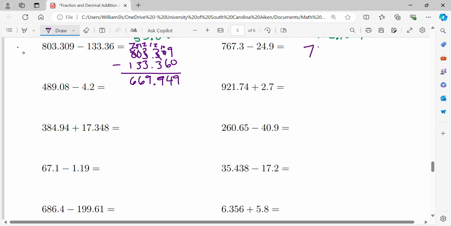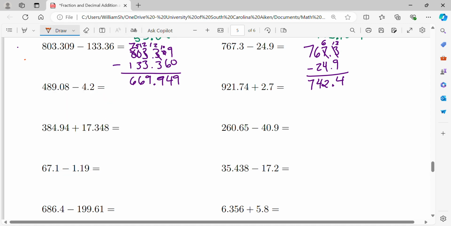Alright. We've got 767.3 minus 24.9. I can't subtract the 3 and the 9 here. 3 is too small. I need to borrow. So it's going to change that to a 13. 13 minus 9 is going to give me a 4 here. 6 minus 4 is 2. 6 minus 2 is 4. And then I've got my 7. So I'm looking at 742.4. Okay. Let's do the next one.